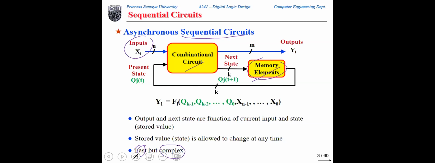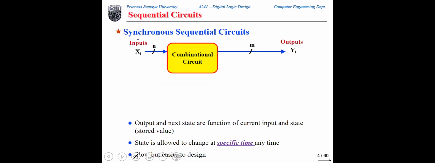Okay, so this is the asynchronous sequential circuit, and as I said, we will not go into details of this type of sequential circuit because they are kind of advanced circuits. Despite their advantage of being fast, of their ability to change the output as soon as the input changes, they are hard to work with. So they are usually left to advanced courses. The other type of sequential logic circuits is the synchronous.